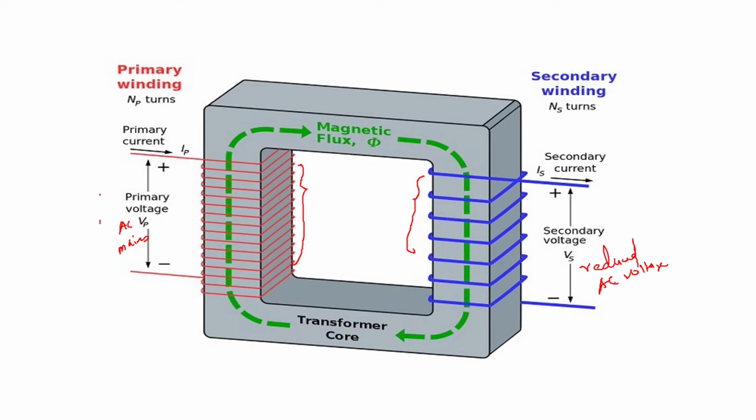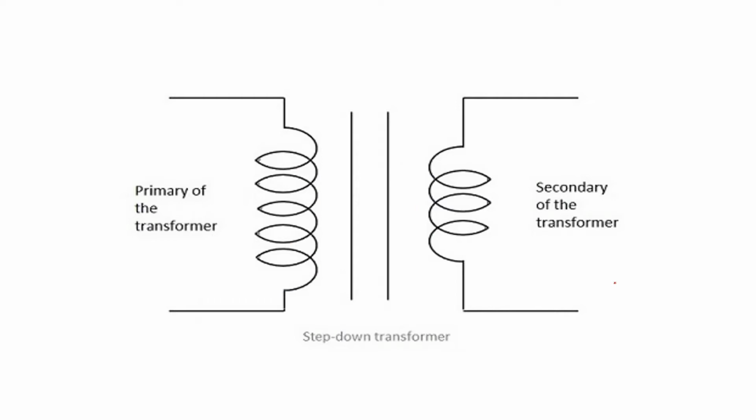Okay, so if you see it in a circuit way, the primary coil and the secondary coil will be shown like this. The first part is shown as the primary of the transformer, and here you can see this is the secondary of the transformer. So the number of turns is more here and the number of turns is less here.